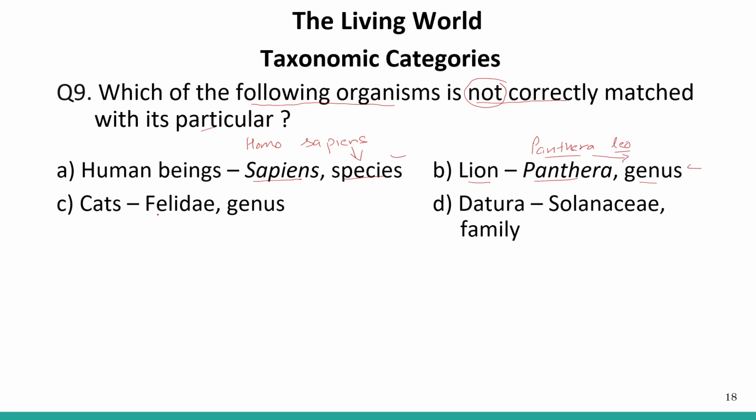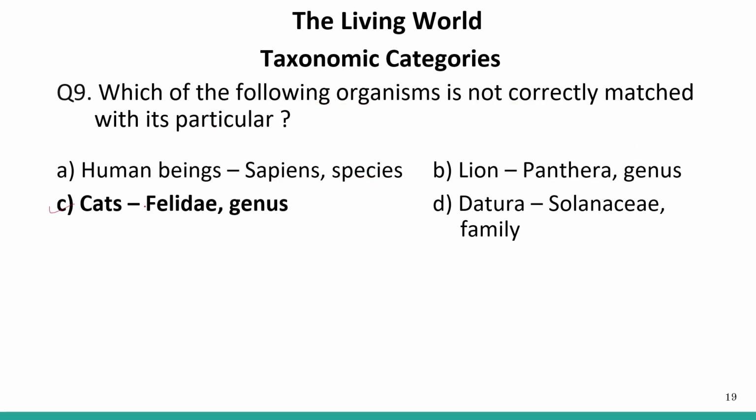Now cats, Felidae, genus they are saying. And the last option is Datura, Solanaceae, family. So this is also correct. Cats, what is the scientific name? Felis catus. Alright, Felis is the genus, or you can say represents the genus. Catus represents the species. So we have to select the option which is not correct. So what should be the answer? Option C is the correct answer here.